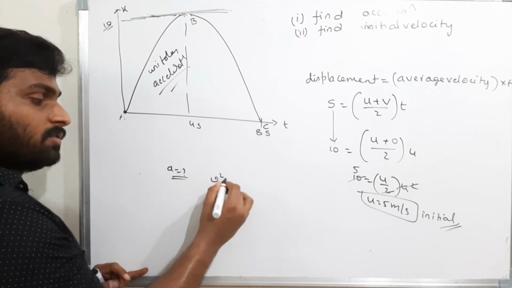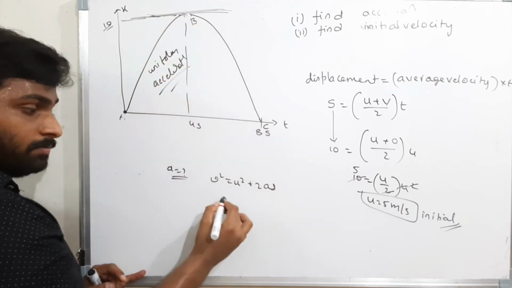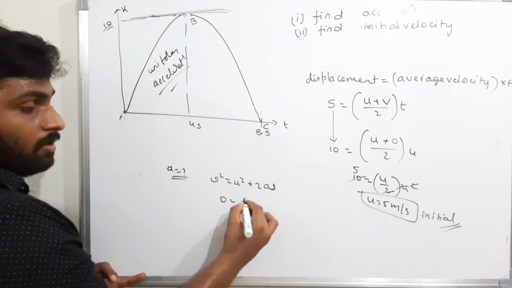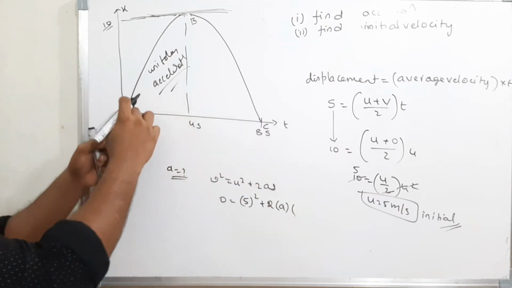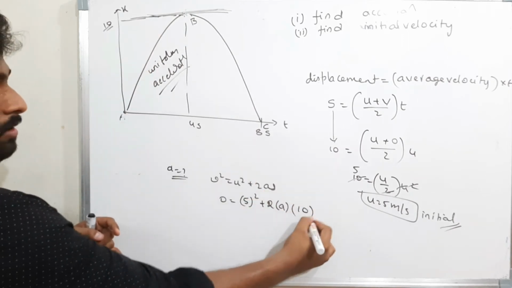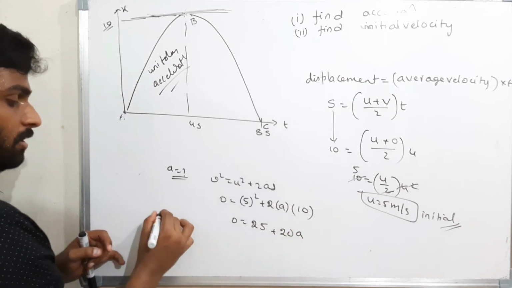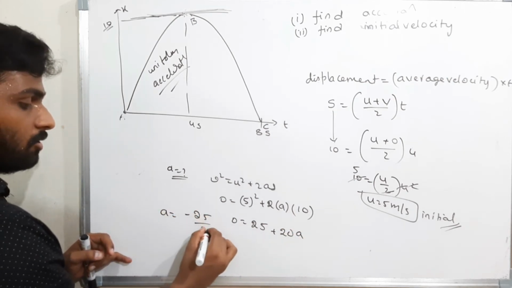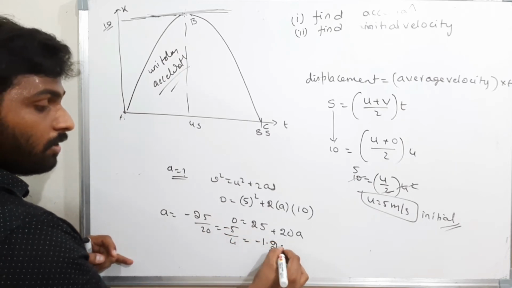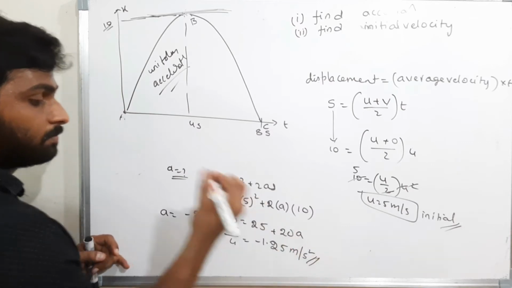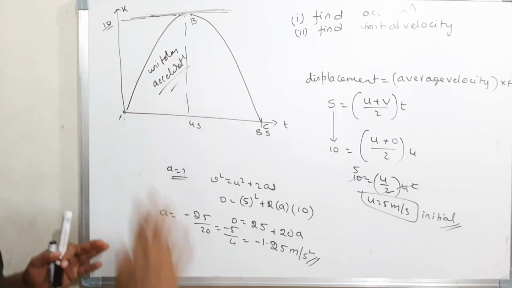Now, use the equation v square is equal to u square plus 2as. What is the final velocity? 0. The initial velocity I got as 5, so 5 whole square plus 2 into acceleration, which I don't know. What is S? The displacement traveled in this part is 10. Therefore, 0 is equal to 25 plus 20a. Therefore, a is equal to minus 25 by 20, that is minus 5 by 4, which is minus 1.25 meters per second square. These are the acceleration and initial velocity they asked me to find from the graph.